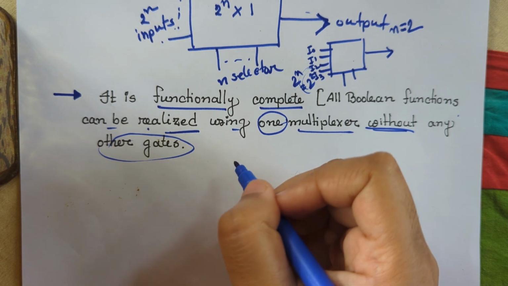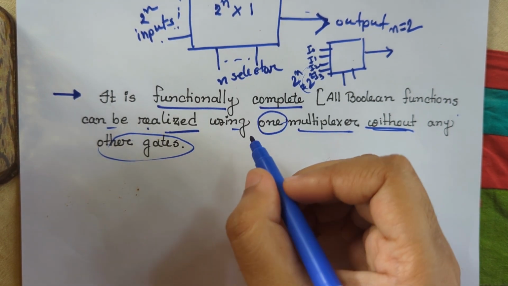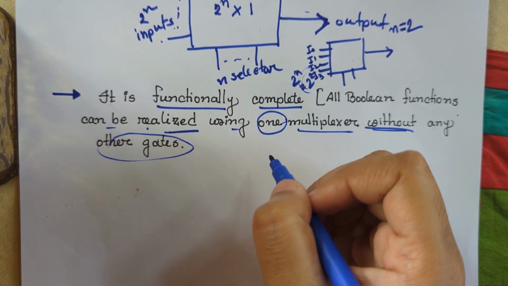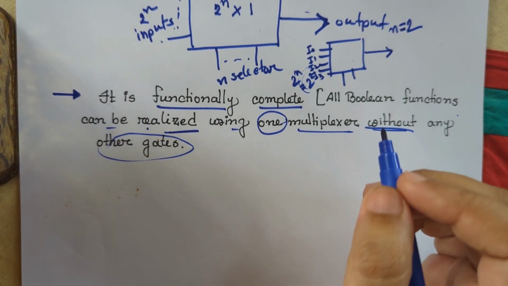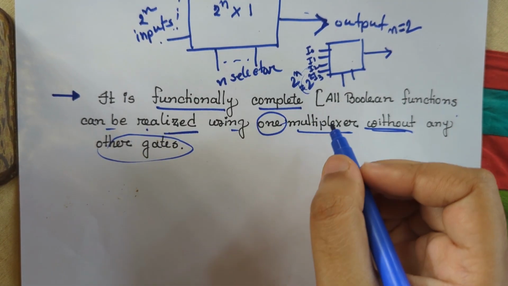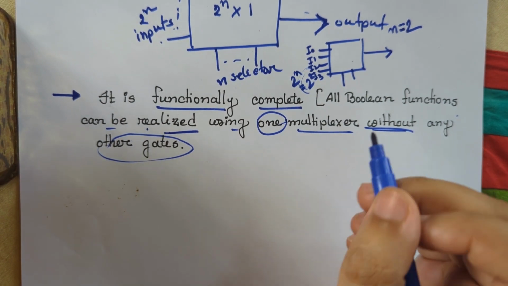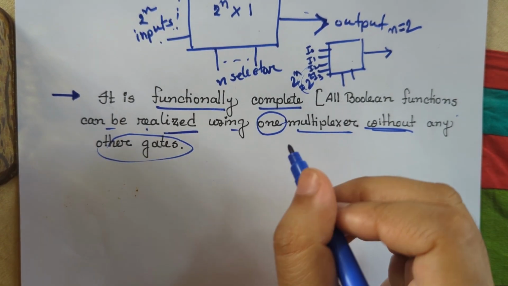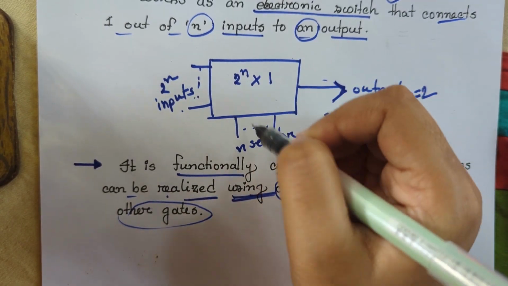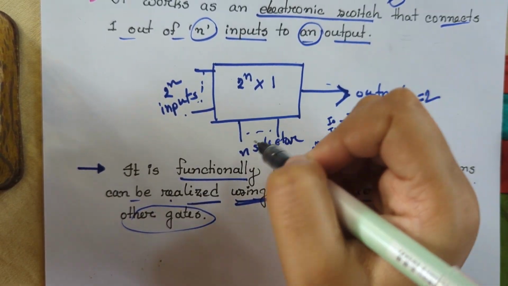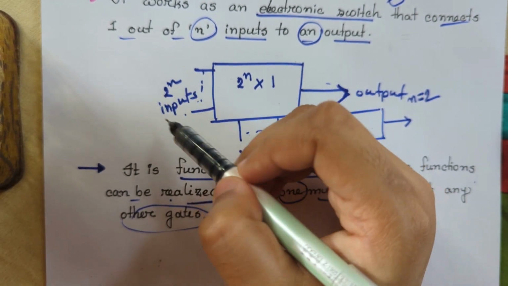As in the decoder we said that if there are sums of products in our output, then we have to add an OR gate to show our output, but here we don't use any other gates. We will just use one multiplexer. Here we have said that there will be n selectors, and the combinations of n selectors, meaning 2 to the power n, will be our input lines.